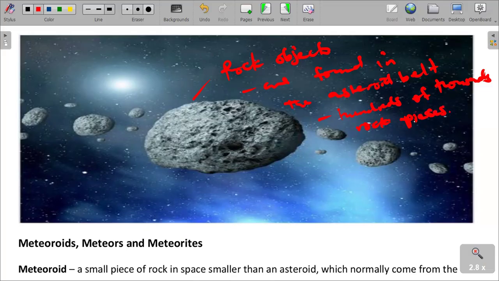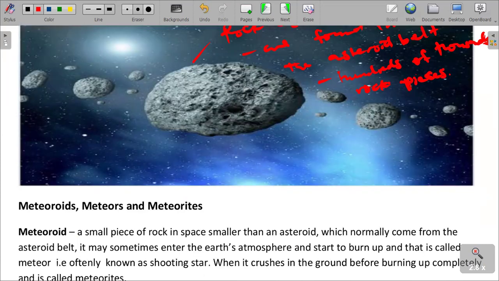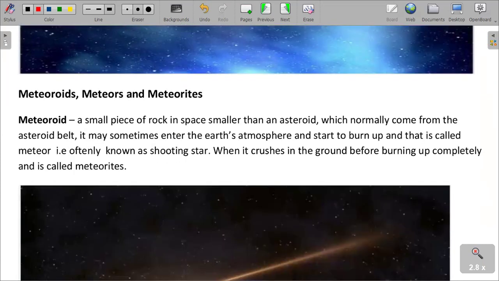So we identify these in the asteroid belt. Now we want to look at meteoroids, meteors, and also meteorites. A meteoroid is a small piece of rock in space, smaller than an asteroid, which normally comes from the asteroid belt. So we are basically identifying it with regards to size.